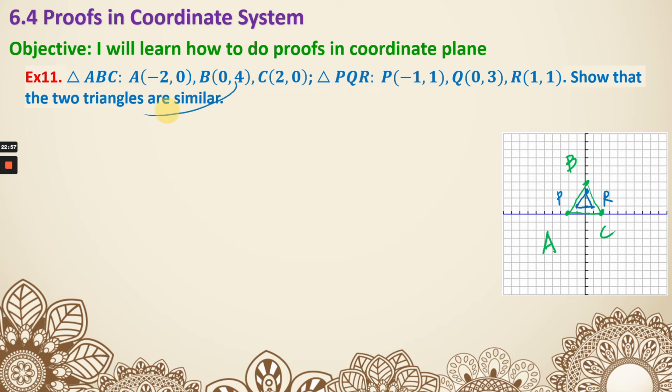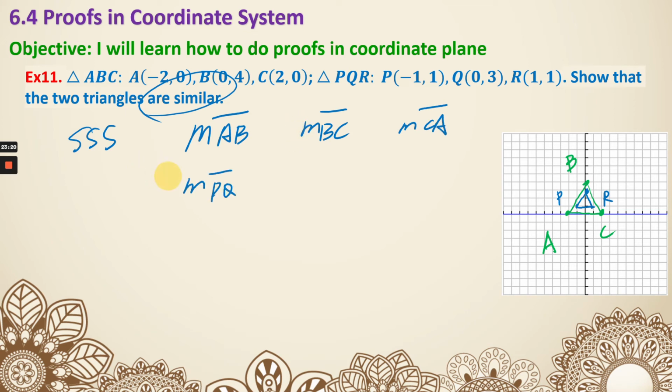In order to show they're similar, we can't exactly use angles. So the best way is actually to use SSS, which means I need to find all the ratios. In order to find the ratios, I need to know how long they are. So the measurement of AB, measurement of BC, measurement of CA, measurement of PQ, measurement of QR, and measurement of RP. Let's find each one of these.